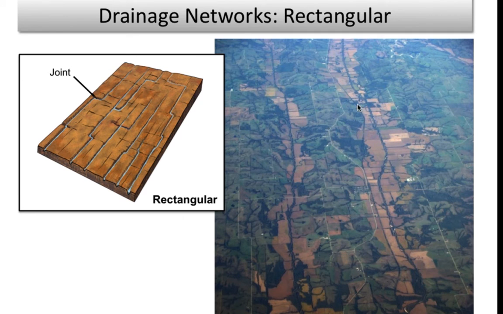Here we have two parallel streams, and they should be joining at right angles. We see that they're probably joining down over here, but you can see this one joining at right angles right in here. There'll be these steps here, 90-degree angles, usually because of some joint pattern.